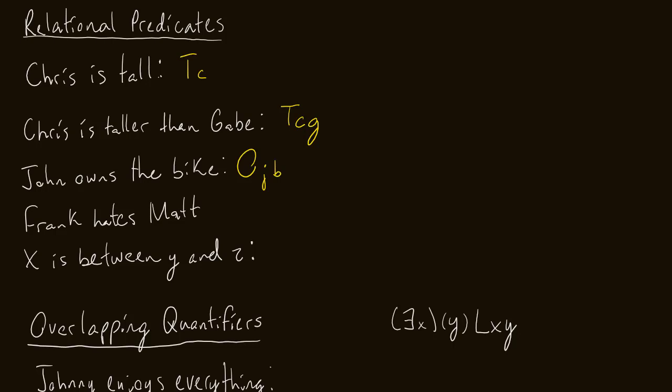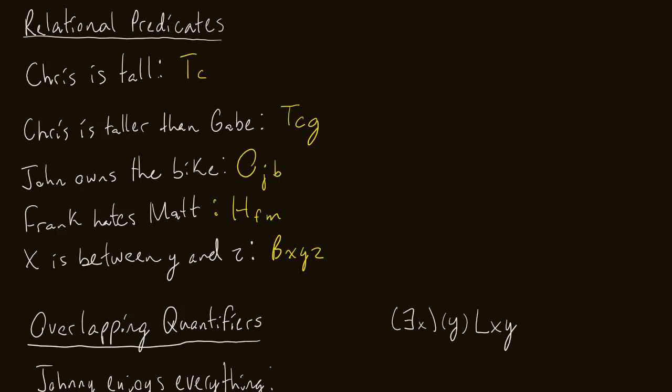Frank hates Matt. Say H for hates, then f and m for Frank and Matt. Now, I said "among" earlier, which indicates more than two subjects. We're not going to deal with that, but I figured I might as well just show it. So if we have x is between y and z, so now we have three different things, it's B x y z. So just the order that the subjects appear in. So I don't think that's too difficult. This will be our new notation.